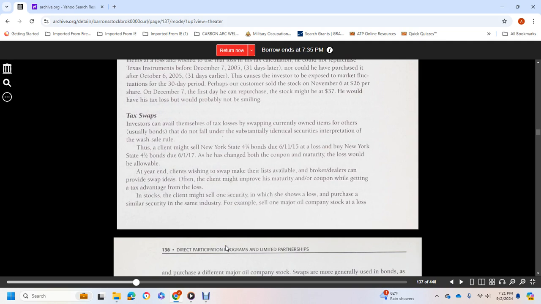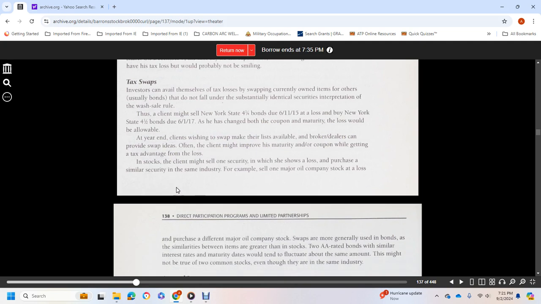Taxable tax swaps. Investors can avail themselves of their tax losses by swapping currently owned items for other, similar bonds. They do not fall under the substantially identical security interpretation of the wash sale rule. The client might sell the New York State 4.5 bonds due 6/1/15 at a loss and buy New York State 4.5 bonds due June 1st, 2017. The maturity has changed, but both coupon and maturity are similar, and the loss would be allowable at year-end. Clients wishing to swap can make their loss available to broker-dealers, who provide swap ideas to improve the maturity or coupon while getting a tax advantage from the loss.